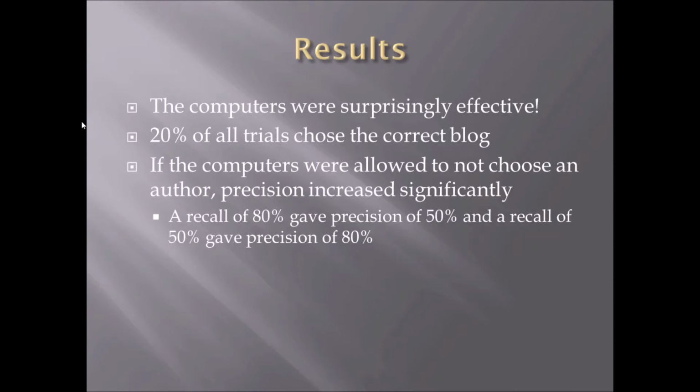The computers were actually really effective. In 20% of all trials, the computers ranked the correct blog first, meaning that they were able to choose the correct blog that these 3 posts were from on their first try. Now, the computers were told that they always had to choose an author for every single blog, but when the computers were allowed to not choose an author, precision increased significantly. If the computers were allowed to guess on only 80% of the blogs, they had a precision of 50%. And if they were allowed to guess on only 50% of the blogs, they had a precision of 80%. This means that they could guess the correct blog that 3 posts were from 80% of the time.